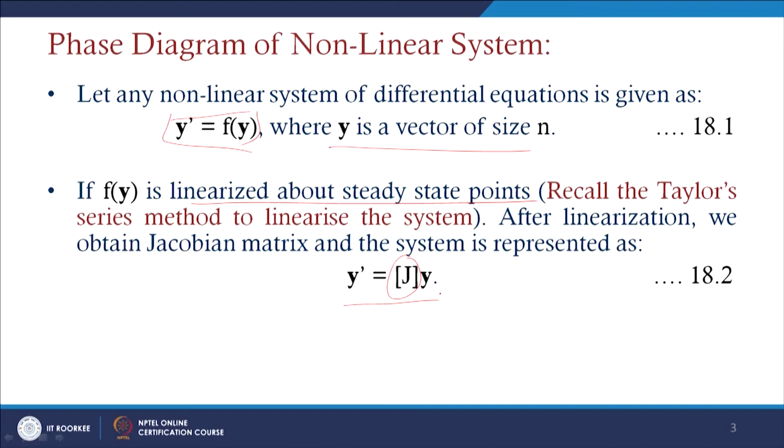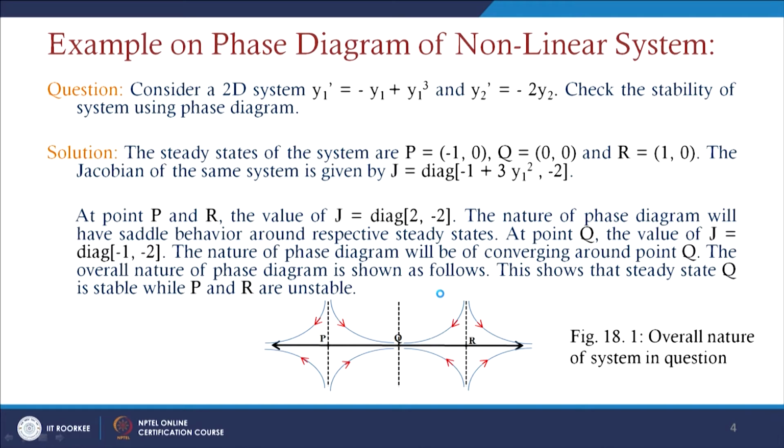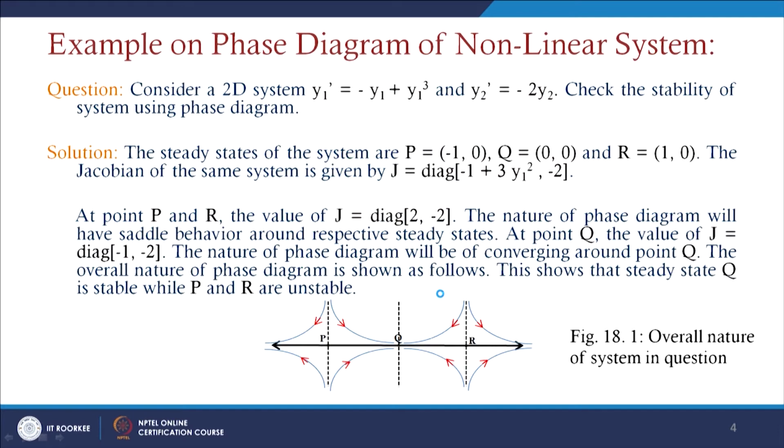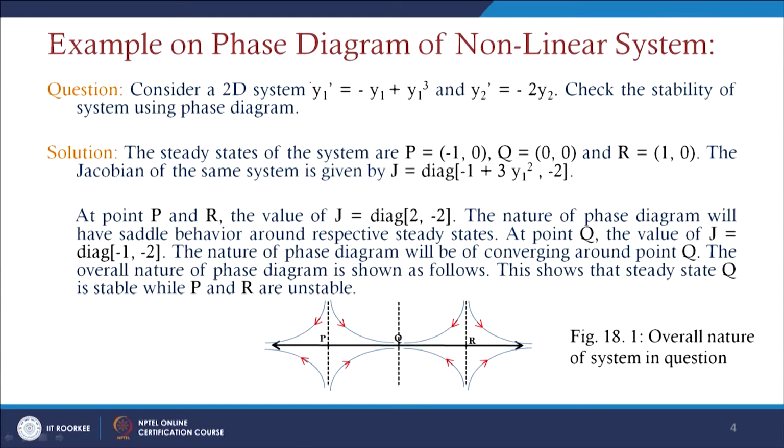Once we obtain this linearized system, we use the phase diagram to analyze whether we have a stable condition preserved, if we have steady state points. For this analysis, consider a 2D system like y1 prime equals minus y1 plus y2 cubed, and y2 prime equals minus 2 y2. First, to find the steady state of the system, we keep y1 dash equals 0 and y2 dash equals 0.